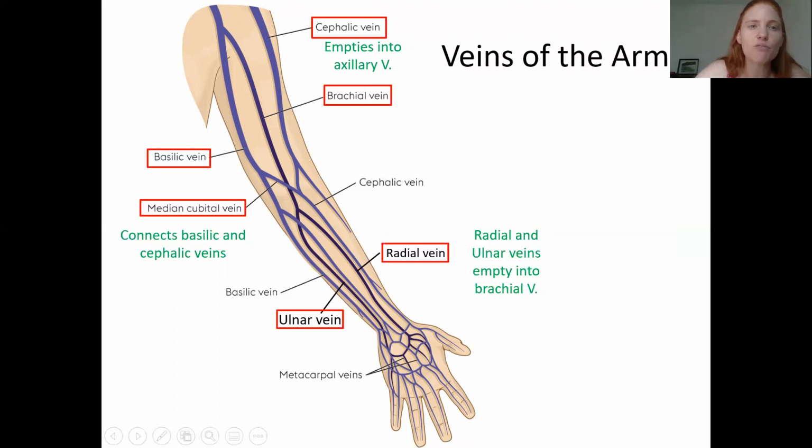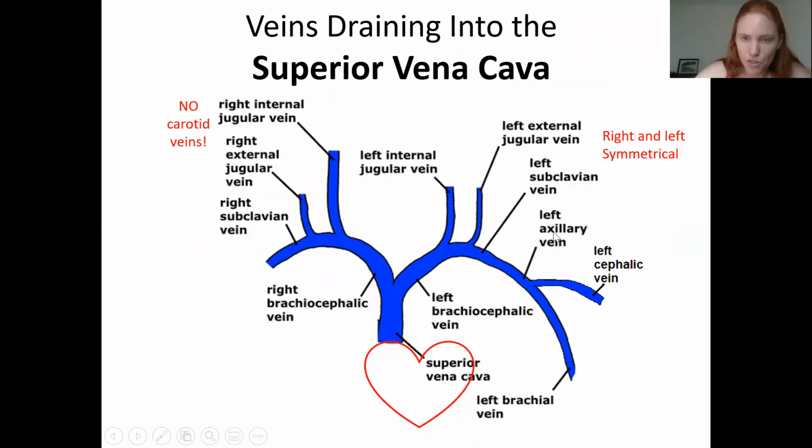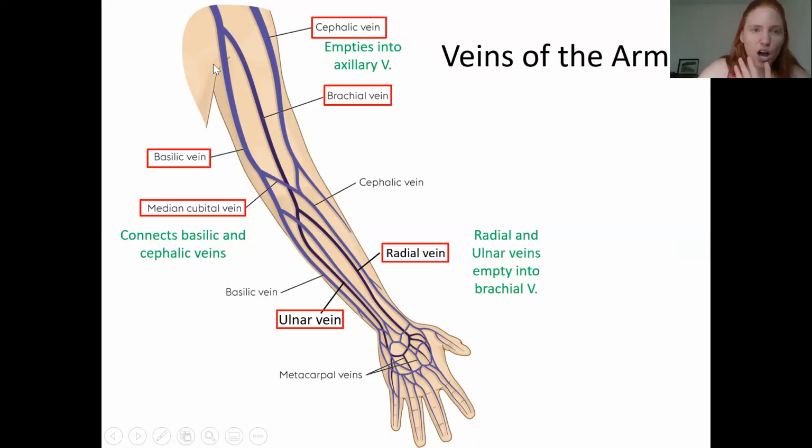Okay, so remember that the cephalic vein is going to branch off of the axillary vein, whereas the basilic vein is going to branch off of the brachial vein beneath that. Okay, so they don't kind of match up perfectly right there. Okay, so just remember the middle one is the brachial vein, the cephalic one is the top one, and the basilic is the bottom one.